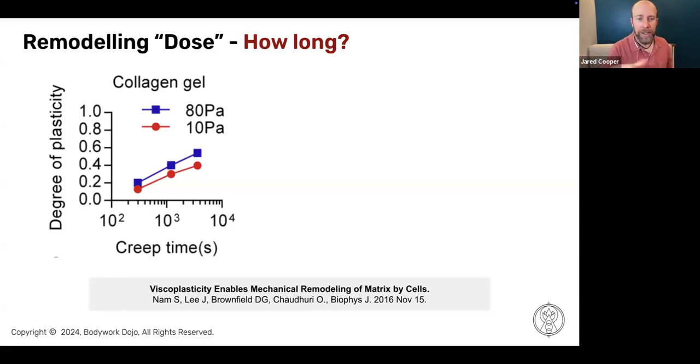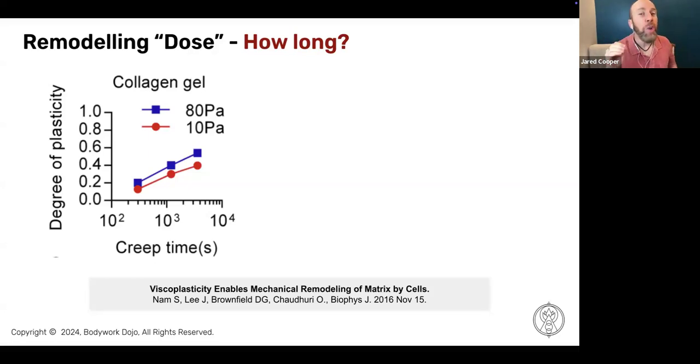So if you look at the horizontal axis here, it's time. So 10 to the second is 100 seconds. So 10 to the third is 1,000 seconds. So it's 10 times 10 times 10. It doesn't matter. Basically, the bottom is time, and it's in the order of minutes. The vertical axis is the degree of plasticity. In other words, the degree of change. How much change do you get in the connective tissue? And what do you notice about the slope of the curve? It's linear. The more time you put connective tissue under stretch, the more remodeling you get, and it doesn't plateau.